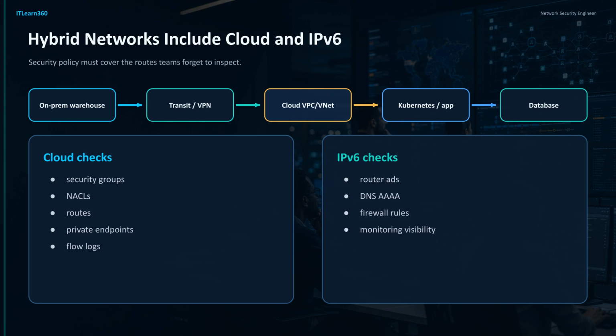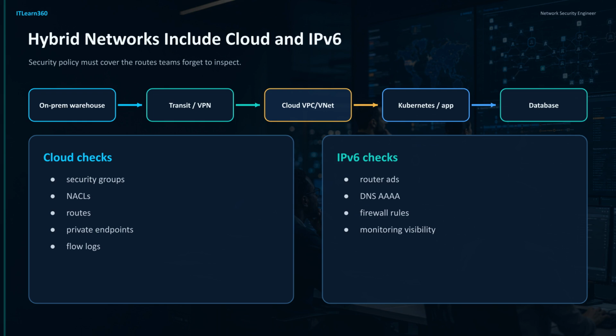In the cloud, review security groups, network ACLs, routes, private endpoints, and flow logs. At the same time, do not assume IPv6 is irrelevant. Router advertisements, AAAA records, firewall rules, and monitoring visibility can create a second path that receives less attention than IPv4.